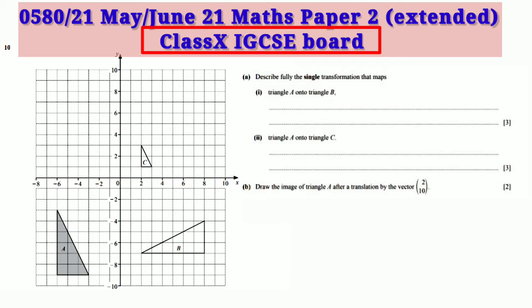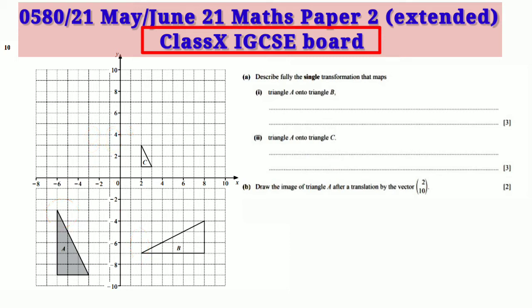Question 10. Describe fully the single transformation that maps triangle A onto triangle B. If you observe carefully, the horizontal vertex has become vertical by 90 degrees and the vertical vertex has become horizontal by 90 degrees, and the direction is anti-clockwise. So we know it is an anti-clockwise rotation by 90 degrees.